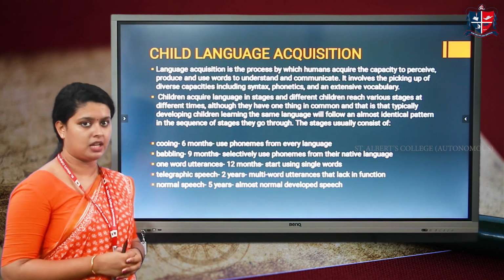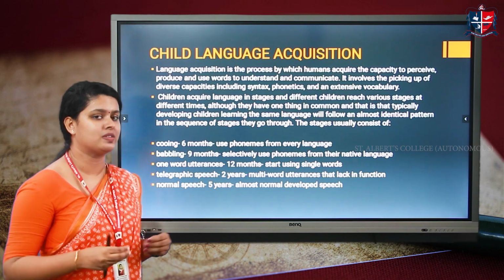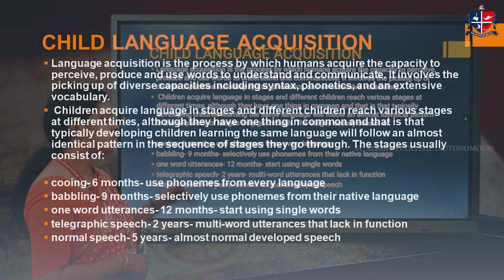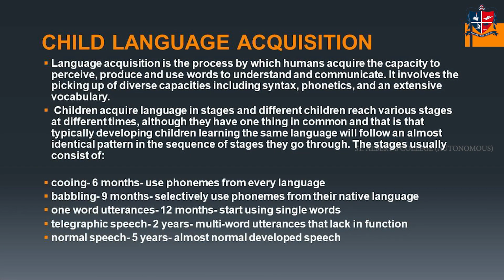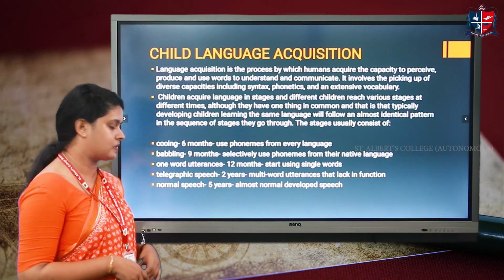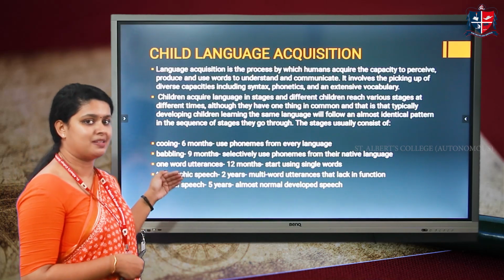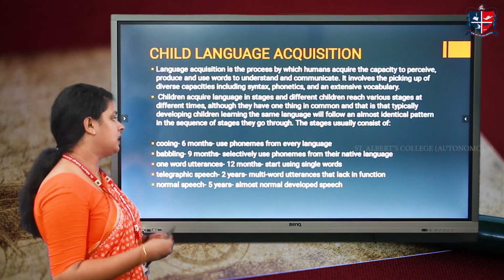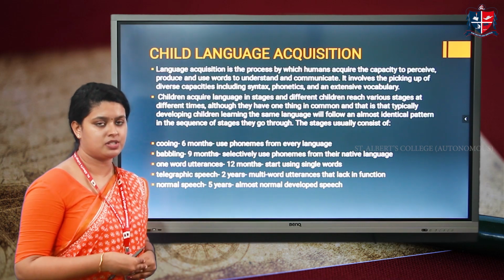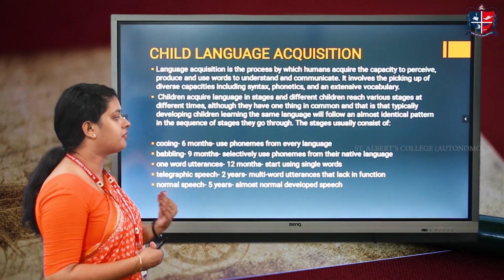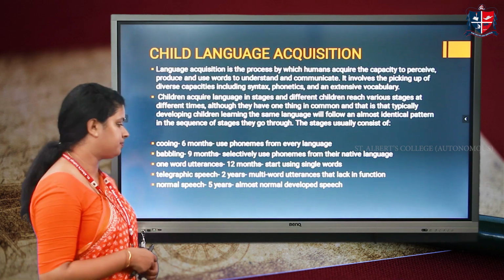The first stage is generally known as the cooing stage, which is till the 6th month of a baby. In this period of time, the baby or the individual will use phonemes from every language. The second stage is known as babbling, which is generally up to 9 months. In that particular stage, the baby will selectively use phonemes from their native language.